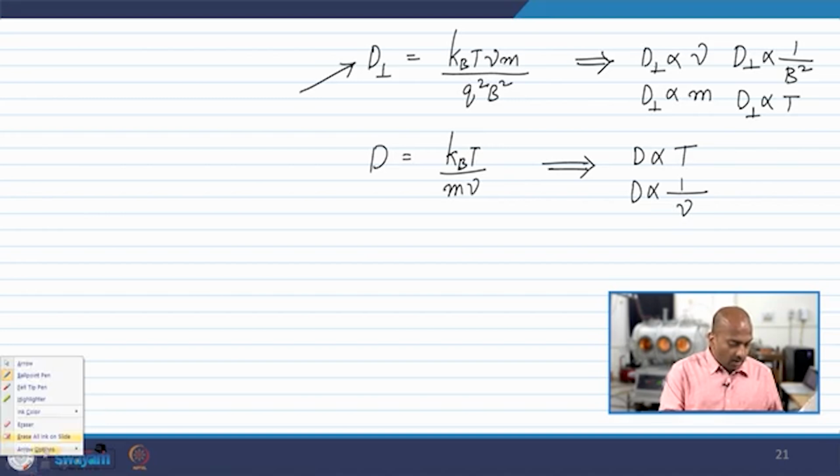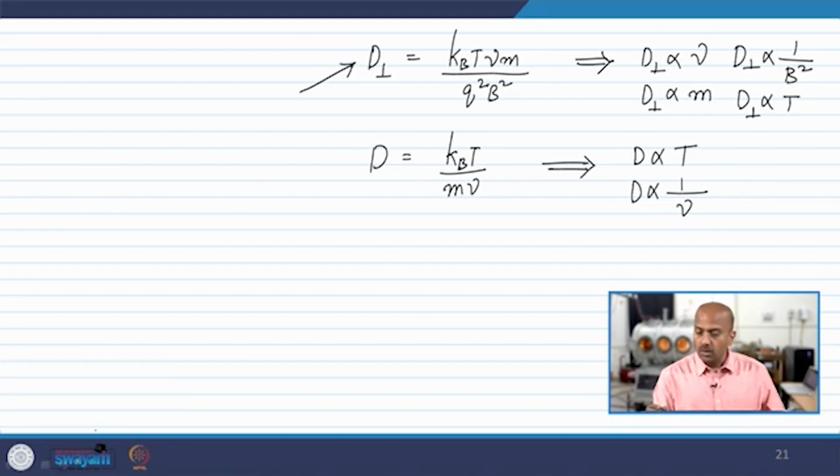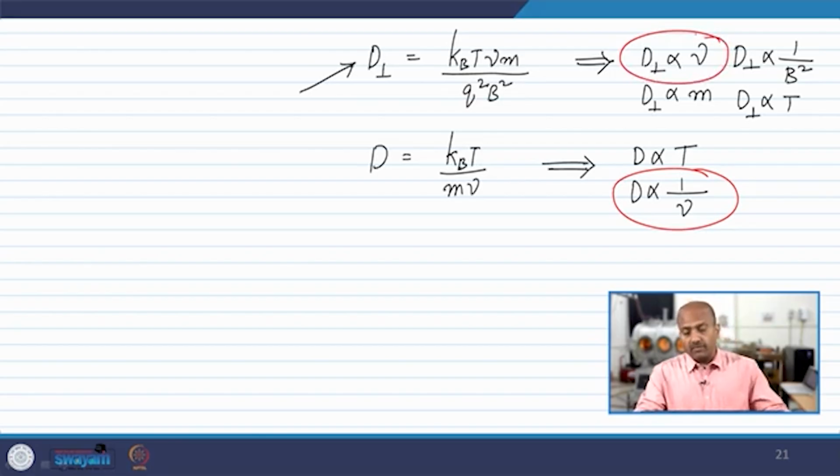Let us try to highlight the key differences between these two. So, one important difference is that the diffusion coefficient is proportional to the inverse of collisional frequency when there is no magnetic field or when the magnetic field is parallel, whereas the diffusion coefficient is directly proportional to the collision frequency in the presence of magnetic field, in the perpendicular diffusion coefficient, right.